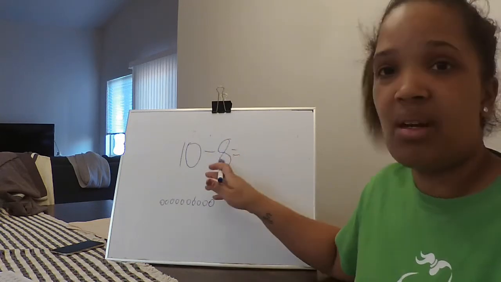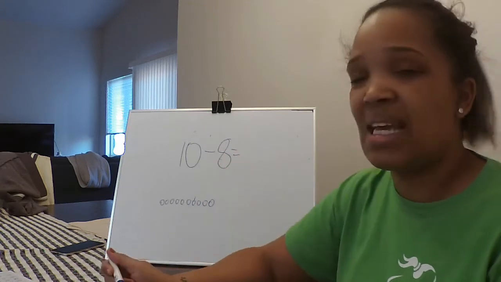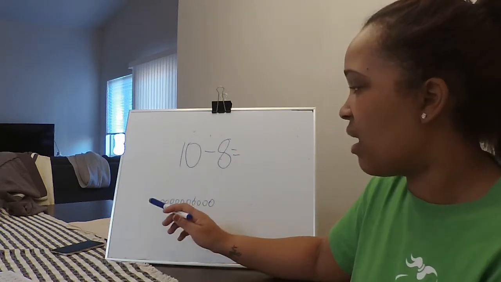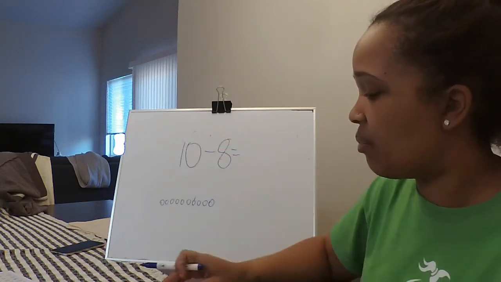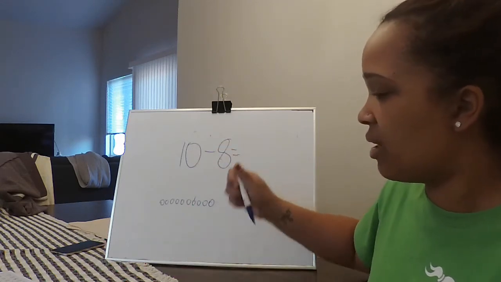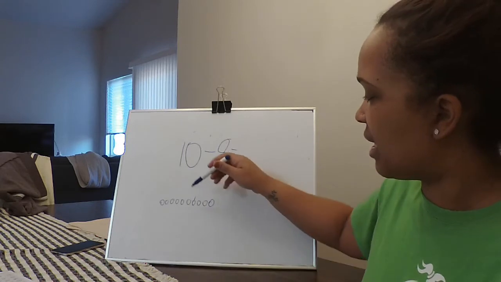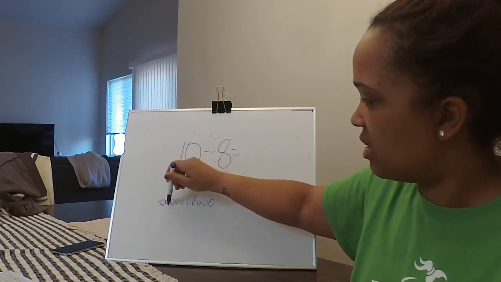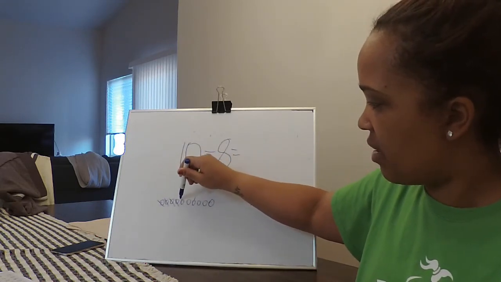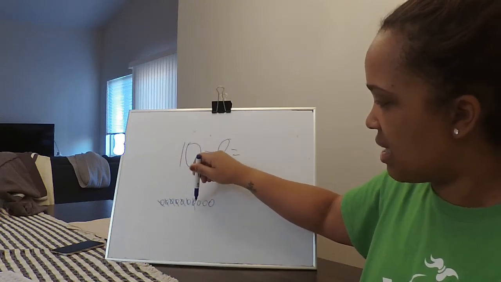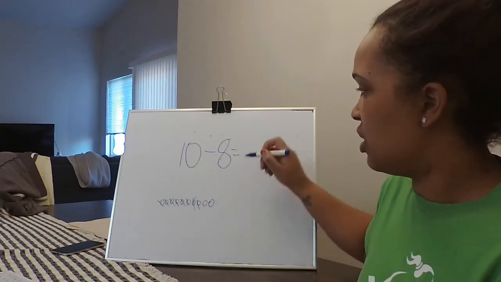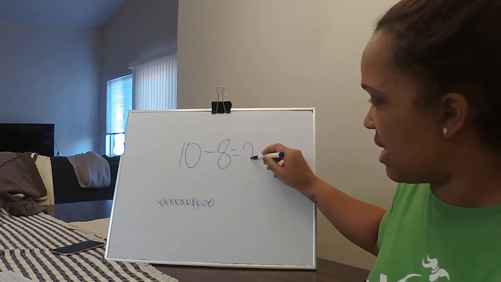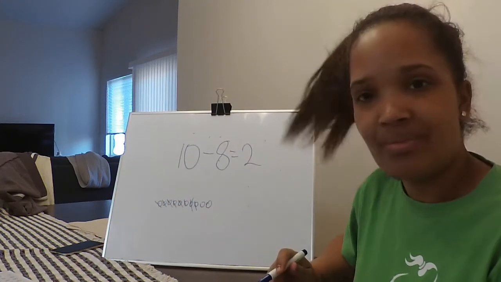Now I see that my other number is 8, but I don't need 8 more beans. I need to take away 8 of the beans I already have. So I can pull them away or cross them out if you're drawing like I am. 1, 2, 3, 4, 5, 6, 7, 8. And I see how many I have left. I have 1, 2. So I know that 10 take away 8 is 2.